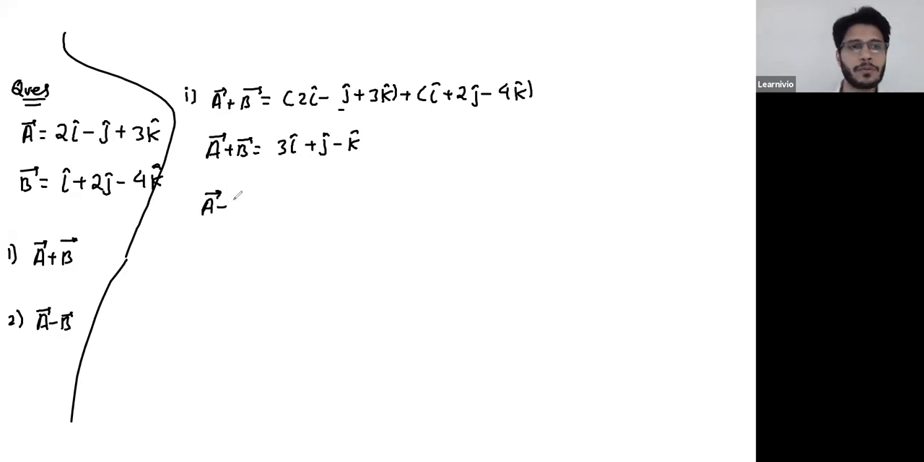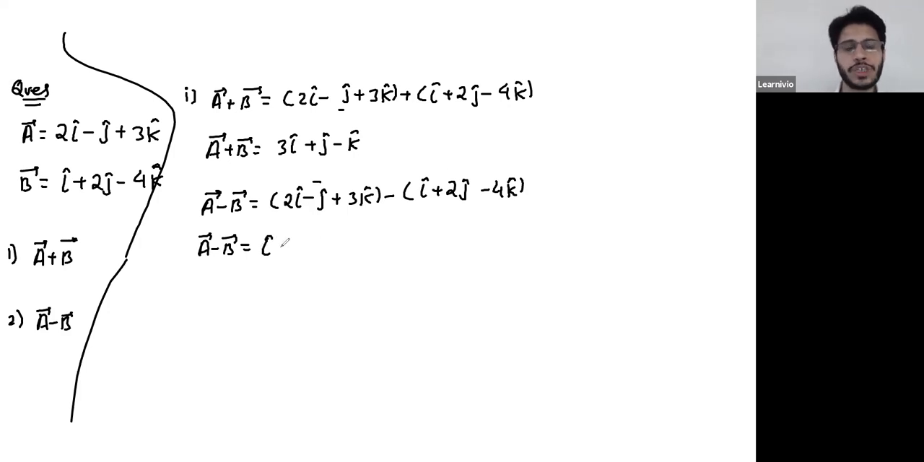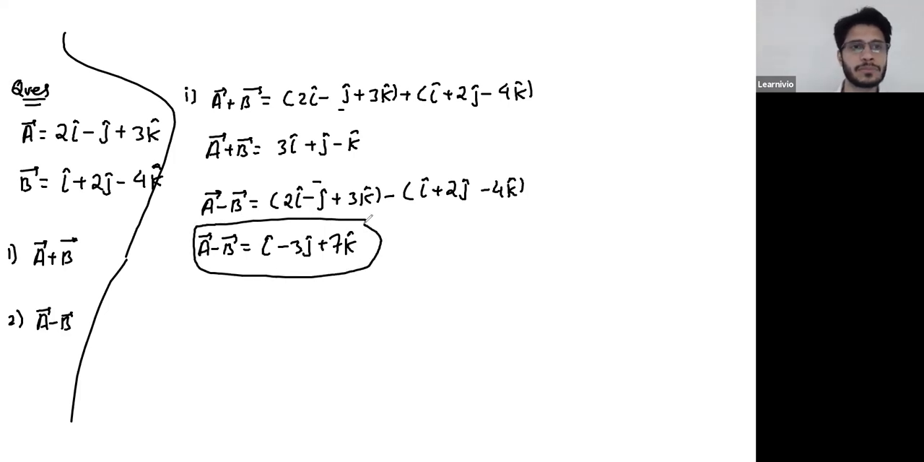If I subtract them, vector a minus vector b, which is 2i cap minus j cap plus 3k cap, minus i cap plus 2j cap minus 4k cap, then 2i cap minus i cap will be i cap, minus j cap minus 2j cap will be minus 3j cap, 3k cap plus 4k cap will be 7k. This is vector a minus vector b. Okay, so almost all are correct. So we add or subtract vectors just like equations.